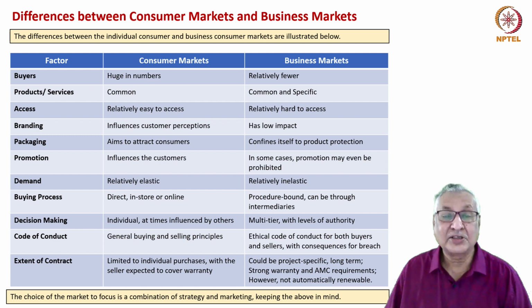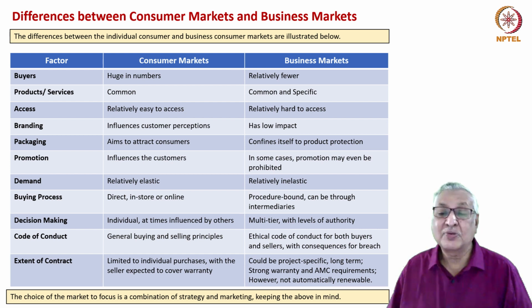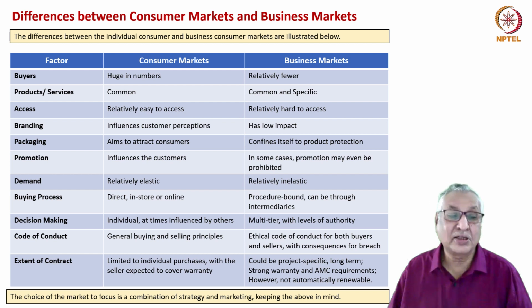Demand is relatively elastic. That is, if you offer lower prices, consumers will respond with higher volumes. Price elasticity of demand is very high in consumer markets, whereas in business markets, price elasticity of demand is very low. Once the product is established for its capability and serviceability, then the demand remains stable. Buying process is direct, in store or online, for consumer markets, whereas buying is quite a procedure bound activity in business markets. At times it can be through intermediaries as well.